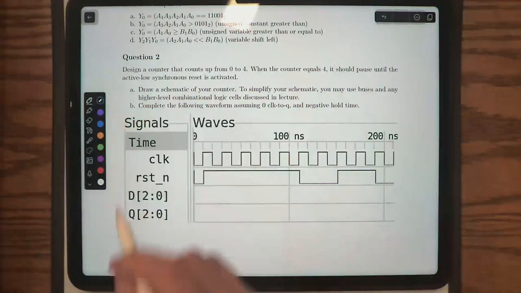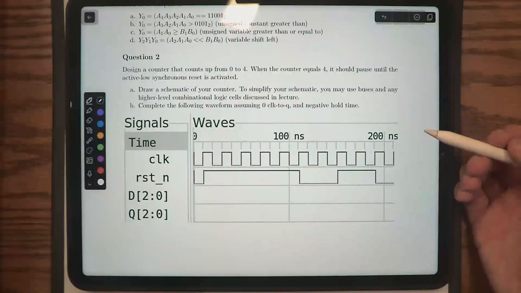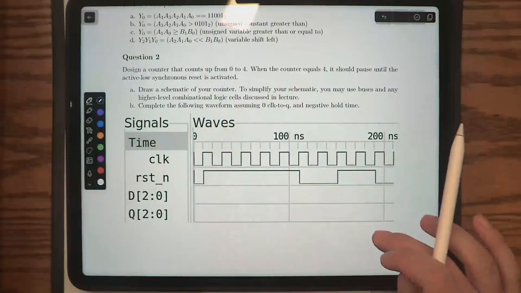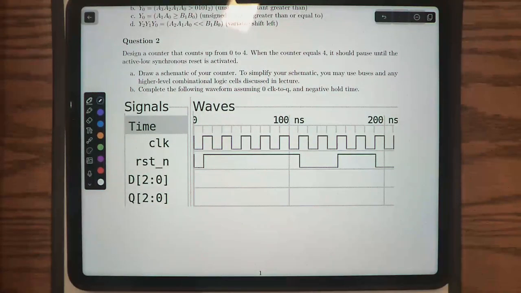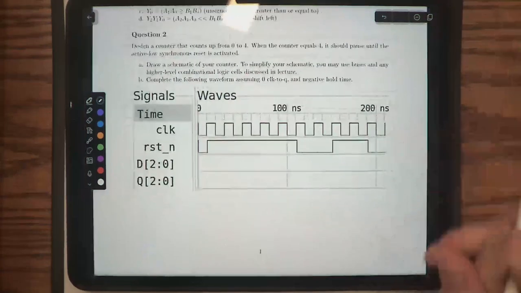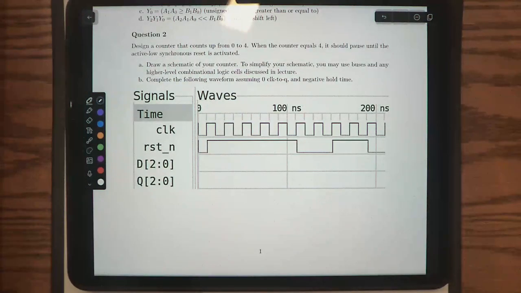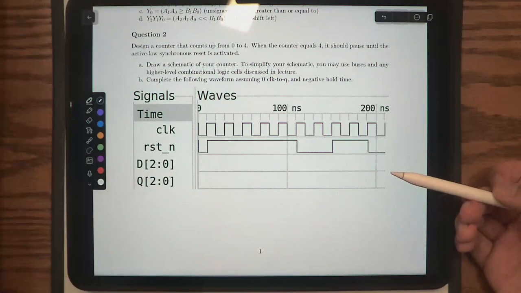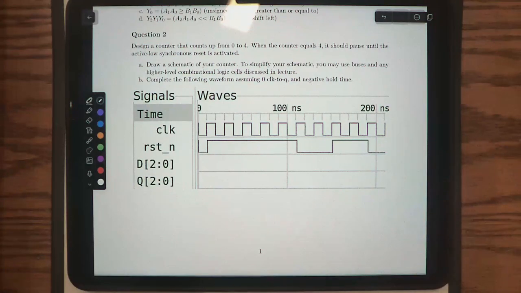I think drawing schematics is a really good practice, so let me show you how to do this. It says design a counter that counts up from 0 to 4. When you think counter, what are the two modules that we need? How do we draw a counter? Yeah, an adder and a flip-flop. Adder and a flip-flop, cool.